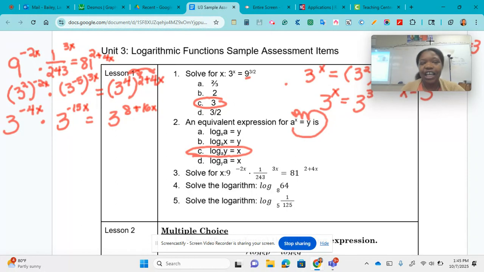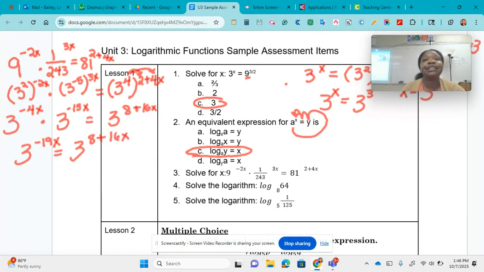Doing good. Negative 4x and negative 15x makes what? Yeah, when we add it. I owe 15, now I owe 4 more. How much do I owe now? 19. I knew it when I put it in money terms. Negative 19x equals 3 to the 8 plus 16x.